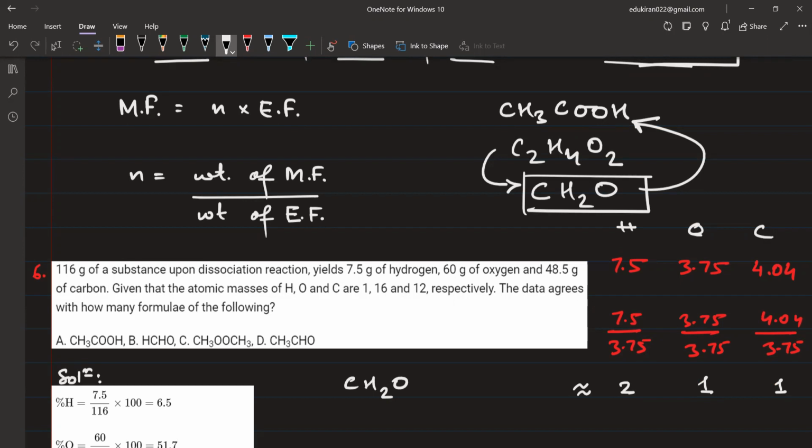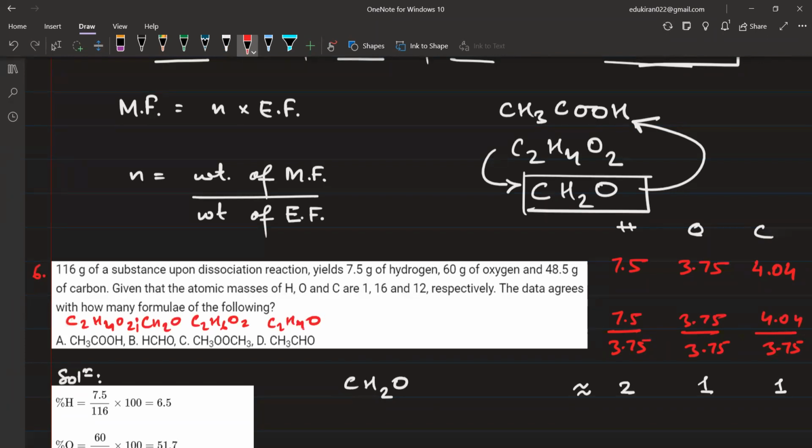Now CH3COOH is equal to how much? C2H4O2. Is this fitting to this formula? Yes or no, please tell me. Next, formaldehyde is CH2O. This is fitting perfectly. What about this one? This is C2, we have H6 and O2. And this one you have carbon 2, H4 and 1 oxygen.